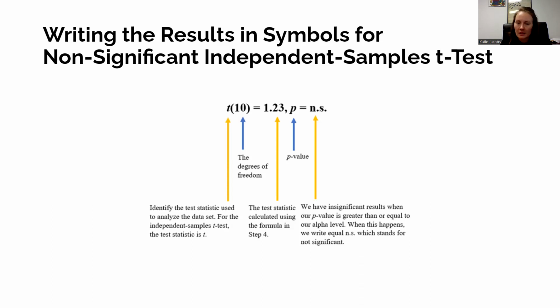Then we put that test statistic value that we calculated using our formula in step 4. We'll put a comma, then we'll put p, which represents p-value. We don't actually calculate the p-value for this, because we use our test statistic and compare that to our critical values. But we'll put our p-value equals n.s. So when we have non-significant results, that means our p-value is greater than or equal to our alpha level. And when this happens, we just write n.s., which stands for not significant.